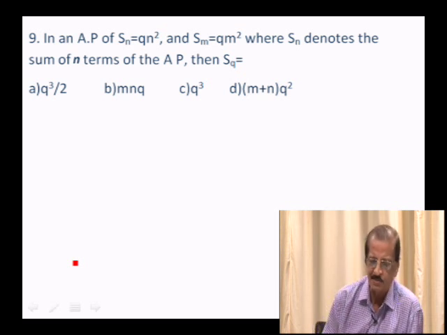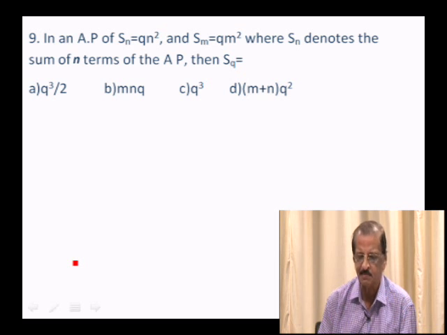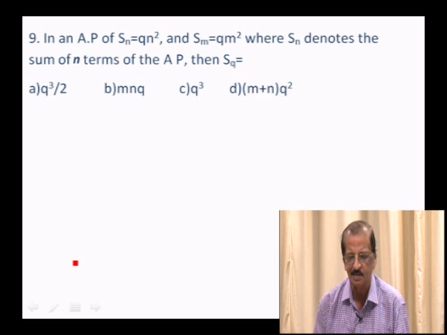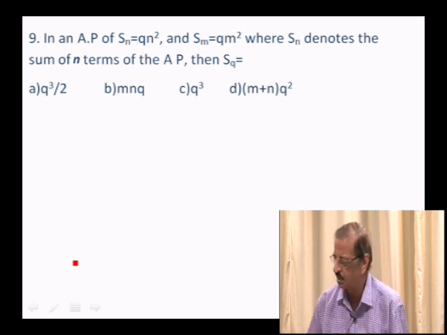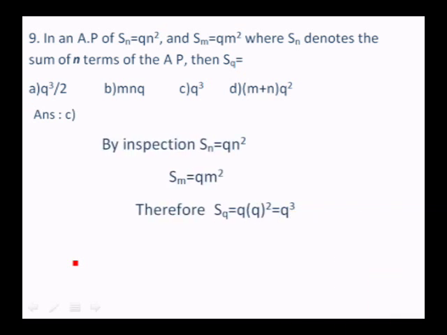ನೋಡಿ ಮಕ್ಕಳೇ, ಇದು ಭಾಳ ಸುಲಭ. ಯಾಕೆಂದರೆ Sn ಕೊಟ್ಟಿದ್ದಾನೆ Qn square ಅಂತ. Sm is Qm square. Immediately you can write Sq is Q into Q square. Because Sm is Qm square, you can write that Sq is equal to Q into Q square, Q cube. 5 ಸೆಕೆಂಡು ಬೇಡ ಇಂಥ ಪ್ರಶ್ನೆಗಳನ್ನ ಮಾಡೋಕ್ಕೆ. So you must just think over that one.